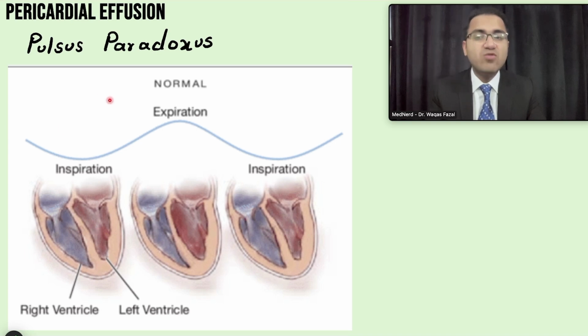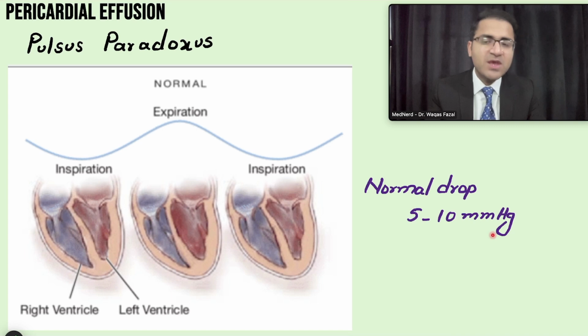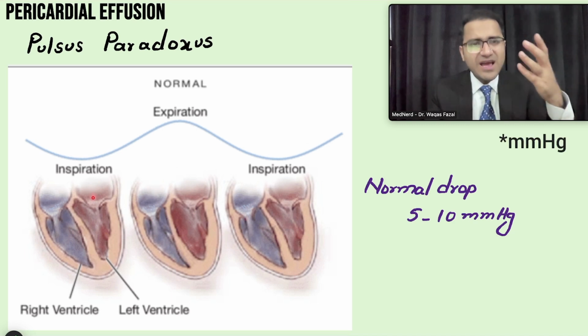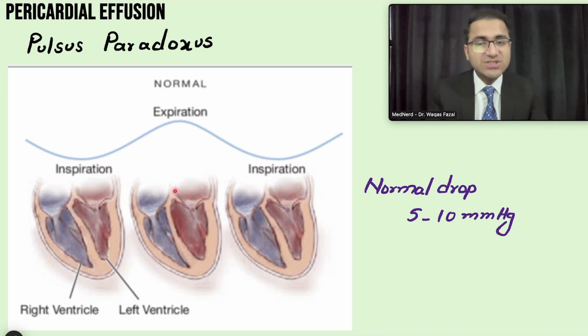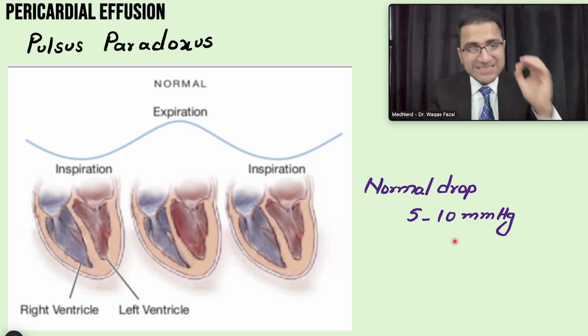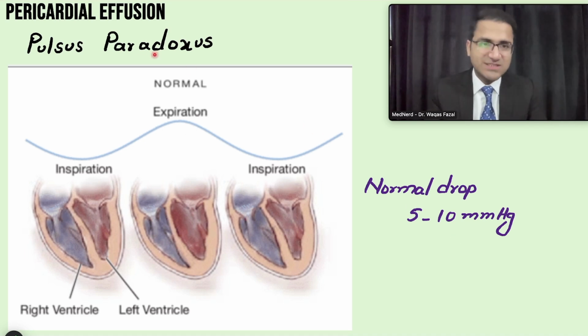Therefore, when it pumps out the blood during the inspiration phase, the systolic pressure that it generates during the inspiration is lesser as compared to the systolic pressure that it generates during the expiration phase. That difference is normally around 5 to 10 mmHg. The systolic pressures during the expiration phase are 5 to 10 mmHg higher than the systolic pressures generated during the inspiration phase. If this difference is greater than 10, then that is called pulsus paradoxus.